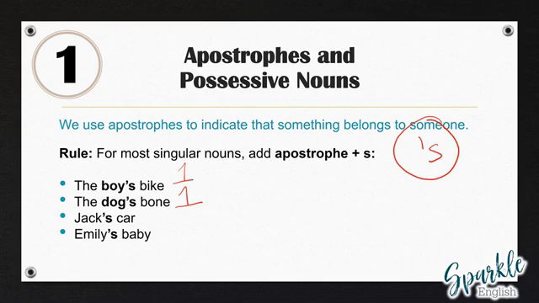Now, imagine that this boy is very lucky and he has two bikes. We would still say the boy's bikes. Nothing would change with this apostrophe S, okay? Because this one boy owns both of these bikes, so we don't have to change anything, okay? Now let's go to the second page.